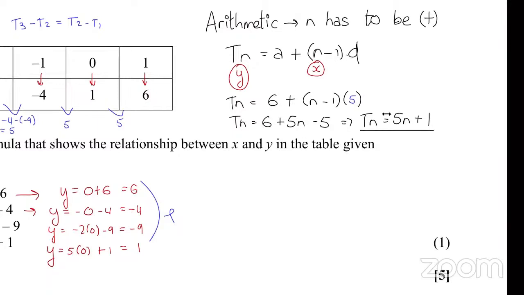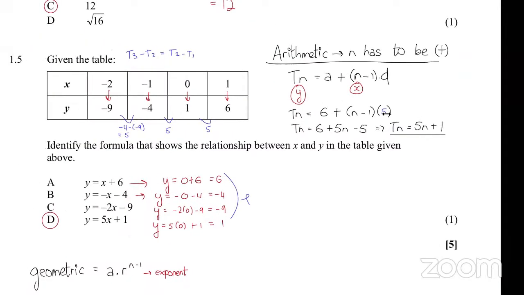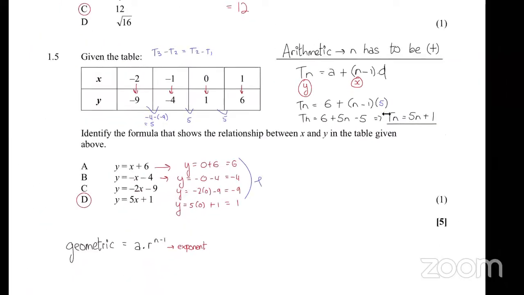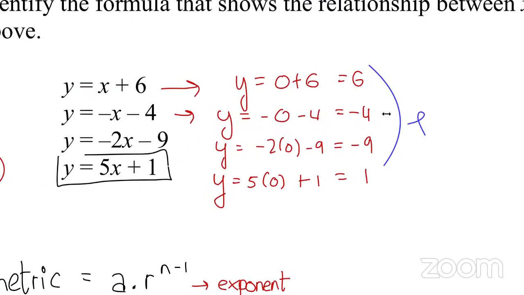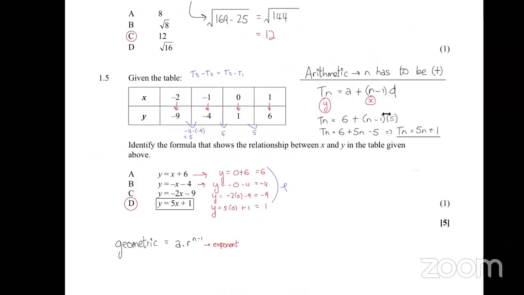So using patterns to solve for this equation works as well. You're going to get 5n plus 1, which is essentially y is equal to 5x plus 1. Again, n and x work the same, and Tn and y work the same. I hope that makes sense and I didn't confuse you even more.